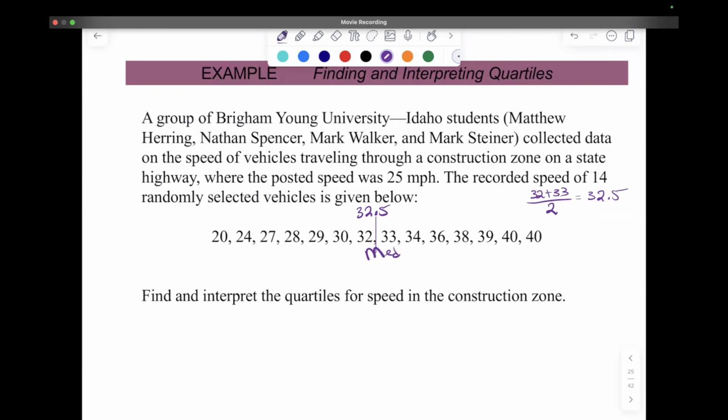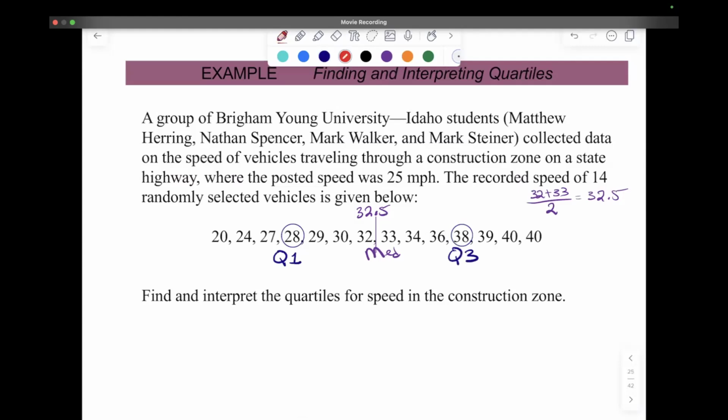Gotcha. So now to find quartile 1, I go down below my median and get the halfway point there. There are 7 data values below the median. Therefore, the fourth one, this right here, is Q1. Same thing up top. I take those top 7 data values and the fourth one will be Q3. And that's really all you're doing when you're finding your quartiles.